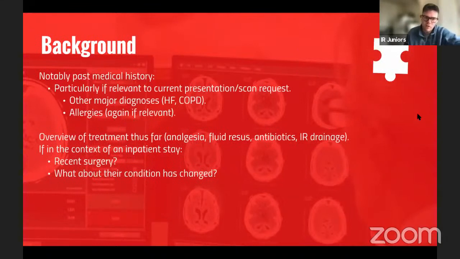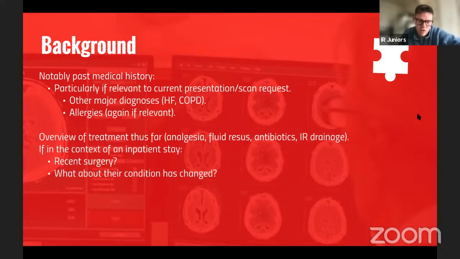So in the background section, you want to give, if there are other major diagnoses that might be relevant to this presentation, for example, if the patient is a long-term smoker and has COPD, you might want to mention this here. Allergies, if they're important, particularly contrast allergy, you might want to mention that now. And what you've done so far for the patient. So we've brought them in, stabilized them, given them some fluids.